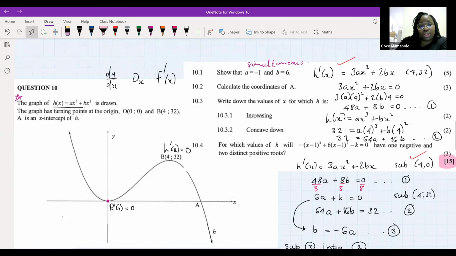Ma'am, I would just like to ask, where do you make the coordinates 4 and 0 that you subbed in? Okay, I'm going to get to that just now, Simpiwe. Right, let me just do mark allocation very quickly.